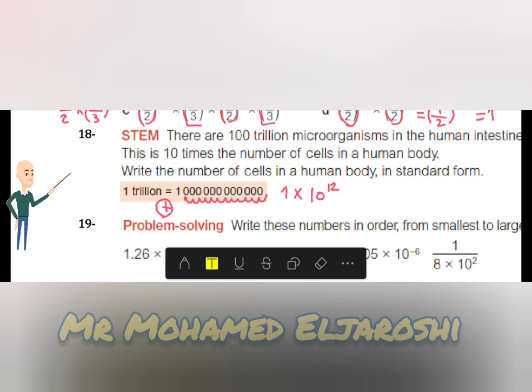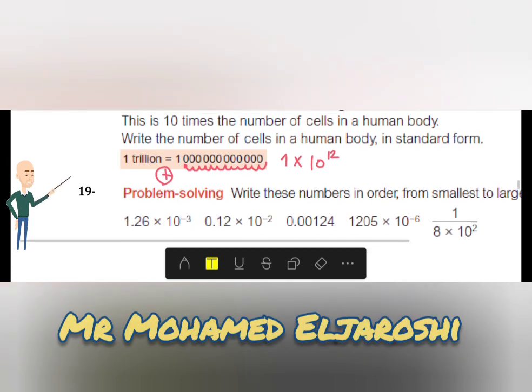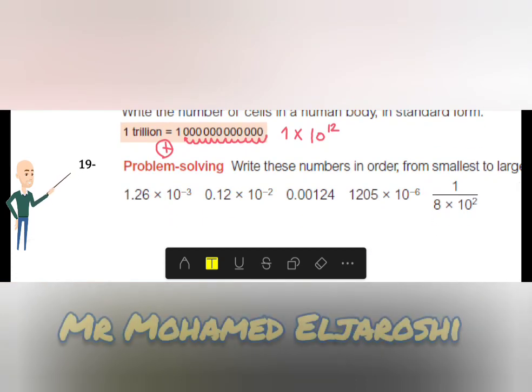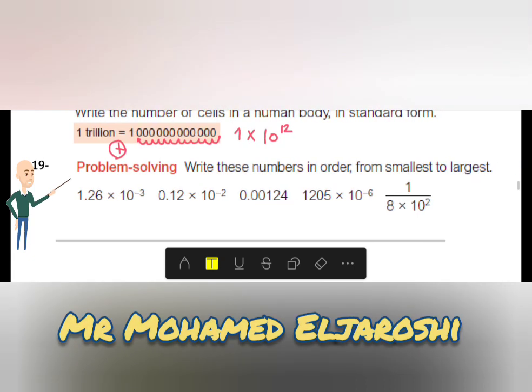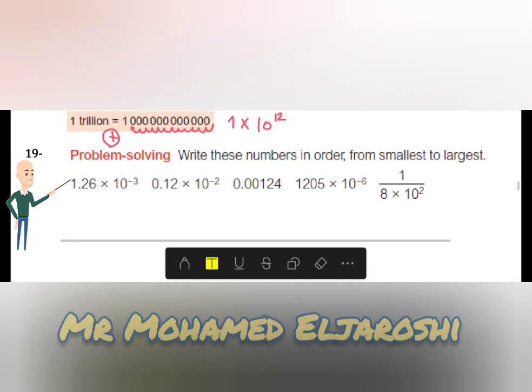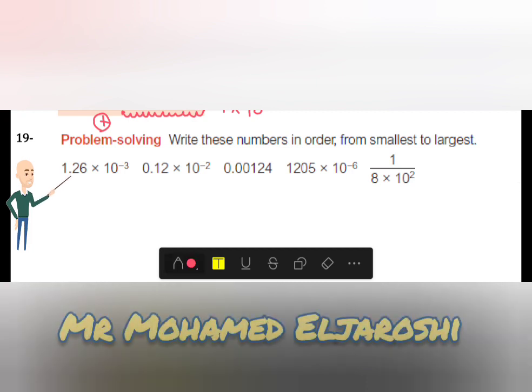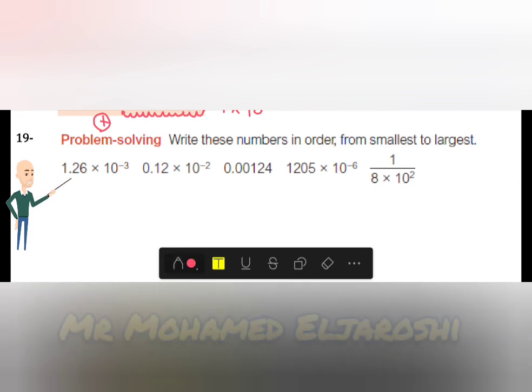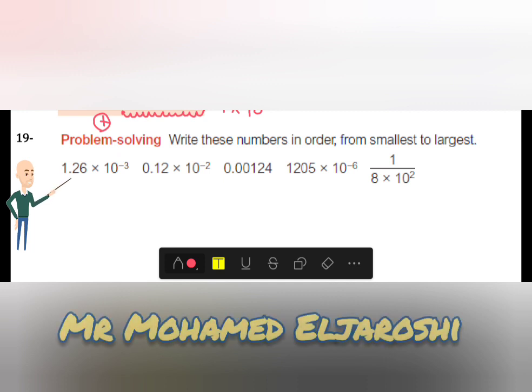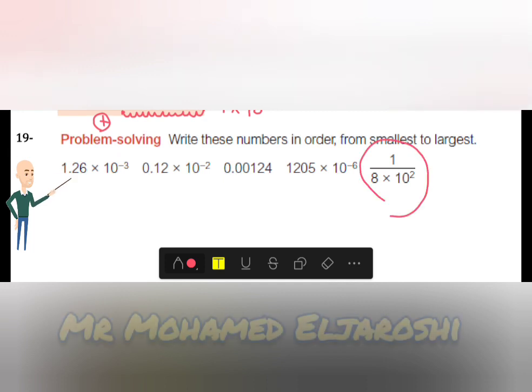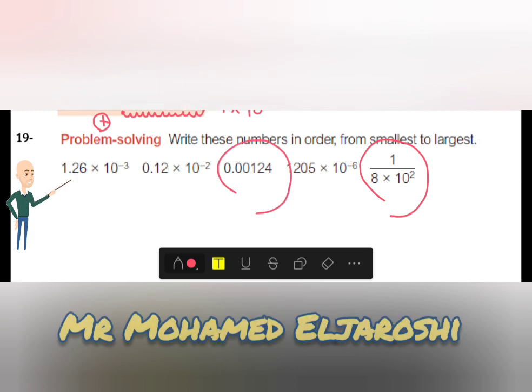Let's check question 19. In question 19, it's a problem solving question. Write these numbers in order from smallest to largest. Same idea as we did before with the powers. Now, the problem here is that we have this number here and this number here. They're not the same with powers. So we have to turn them into numbers with powers. Let's turn them into standard form.